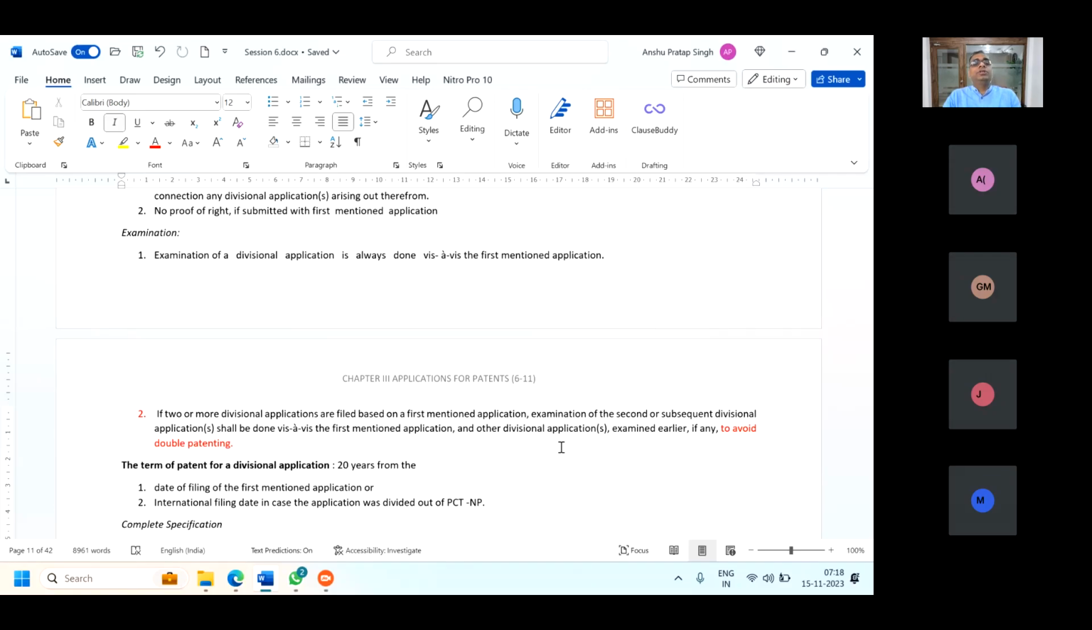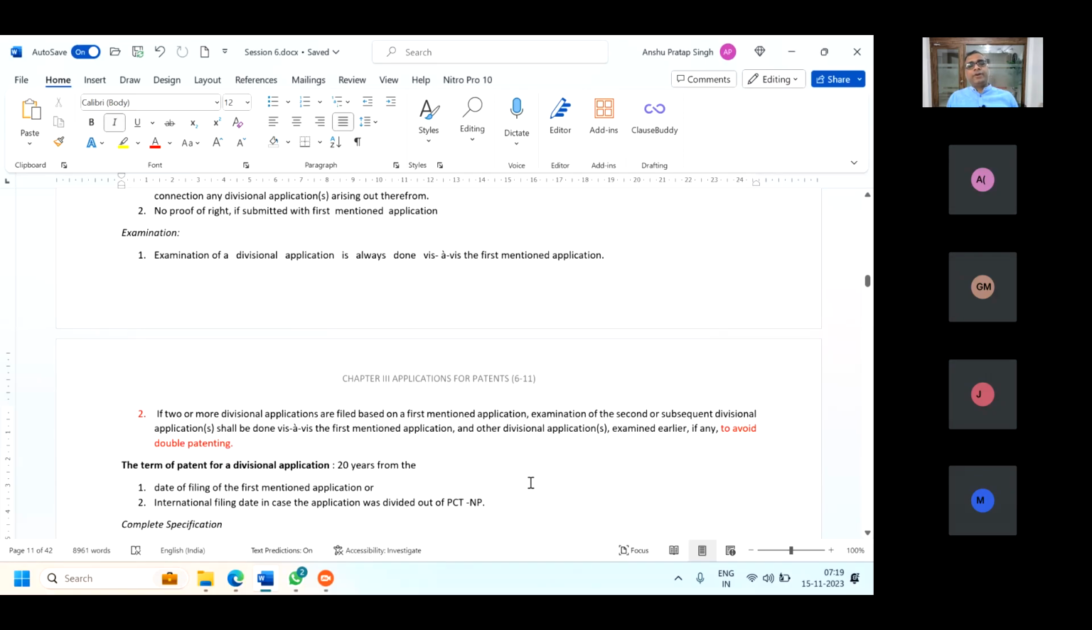will try to see that the inventions' claims don't overlap each other. If they overlap, then there can be double patenting. So they will try to ensure that whatever you are claiming is completely separate from each other, and this patent which you are separating should have the ability to stand on its own. It should be novel and inventive on its own. So these will be two independent patents.